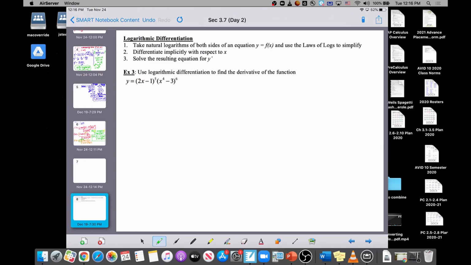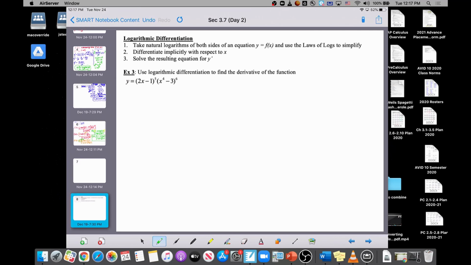Now we're going to switch gears a little bit, and we're going to talk about logarithmic differentiation. Logarithmic differentiation is just another trick in our bag of tricks. It's another way to differentiate something. If you look at this function, y equals (2x minus 1) to the 5th times (x to the 4th minus 3) to the 6th power, this is something that we would typically use the product rule on, which would require us to use the power rule and the chain rule within the product rule. So I'm going to show you another way to differentiate this using natural logarithms. And it's actually a very easy process.